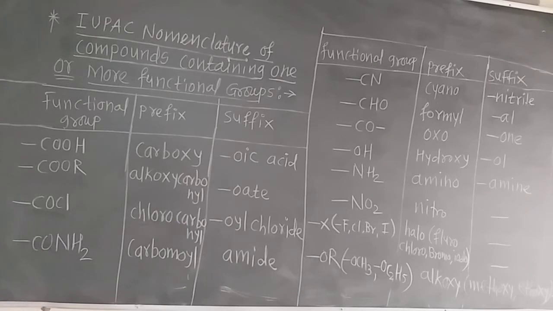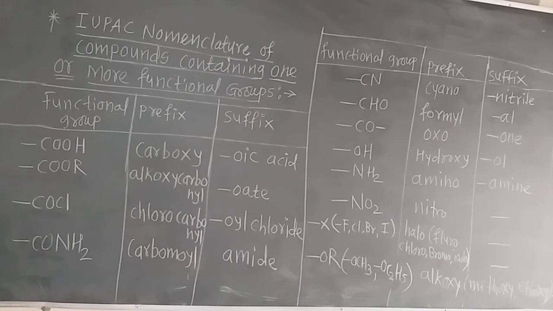Now if there is the amide group, what is this CONH2? This is amide. And if there is only an NH2 group, it is the amine group. Now this CONH2 is the amide. The prefix of the amide is carbamoyl, and the suffix of the amide is amide only. This carbamoyl is very rarely used, but the word amide is used.